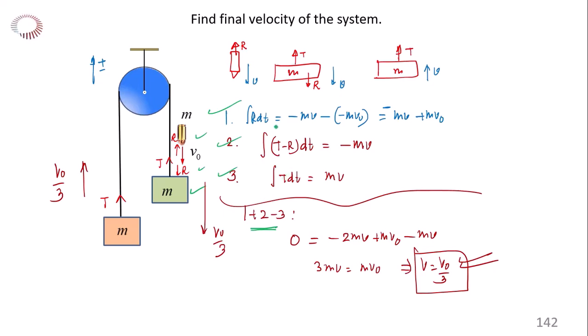But whether we should apply that or not depends on the situation. If I am able to apply the conservation of linear momentum, then I don't go for the impulse relation. But the impulse relation will always hold, whether the force is 0 or not.